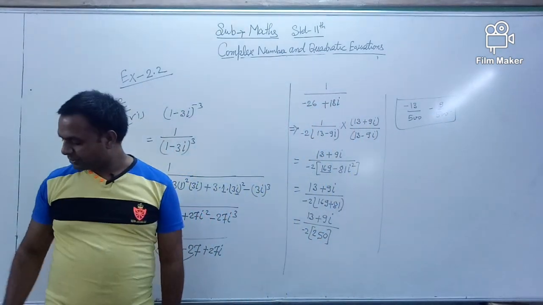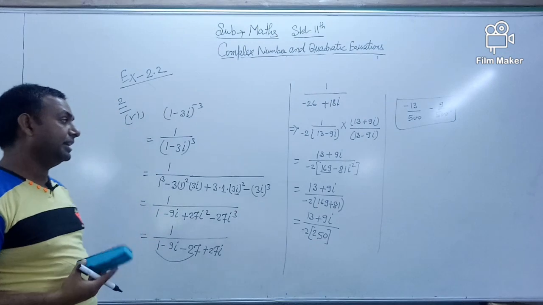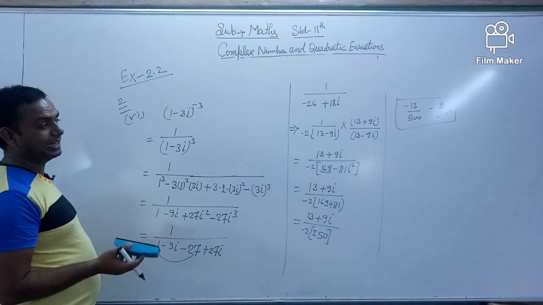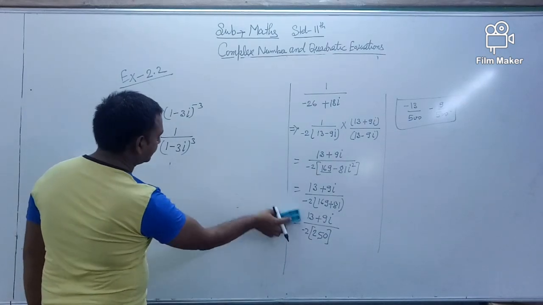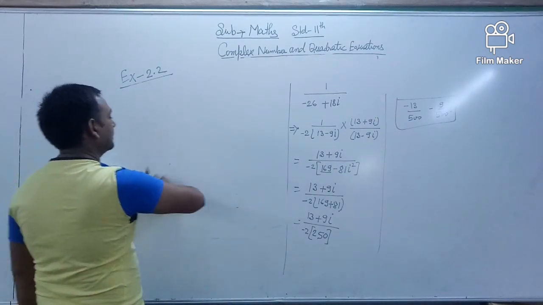So it is a complex number in the form of a + ib. You can solve it like this. Okay. Next question.